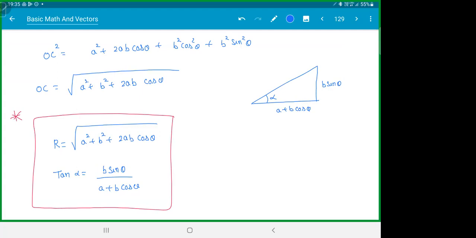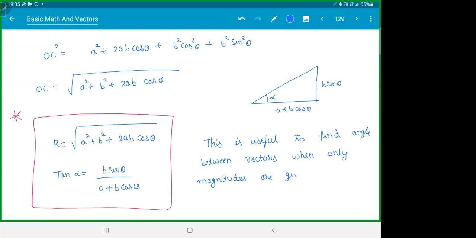So where do we use parallelogram law actually? The importance is that you need to understand when to use it. This is useful to find the angle between two vectors when the magnitudes are given. In a way, if you see, this is a kind of cosine rule actually.